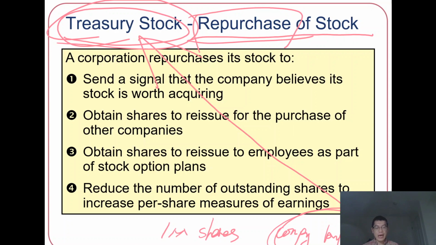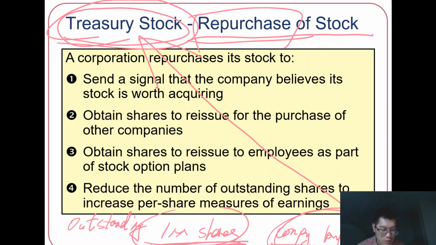If we have 1 million shares circulated on the market, that is called outstanding. Before this purchase, we have 1 million outstanding shares circulated on the market, and investors are willing to buy or sell. After the company purchases 400,000 shares back, it keeps those 400,000 shares inside the company, and those 400,000 shares will no longer be circulated on the market.